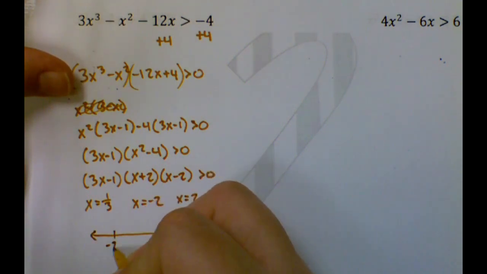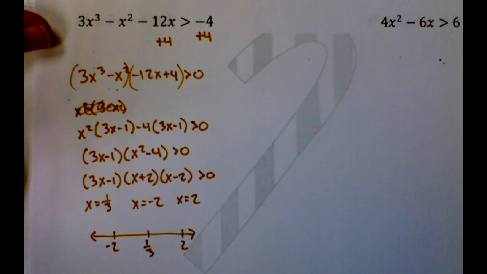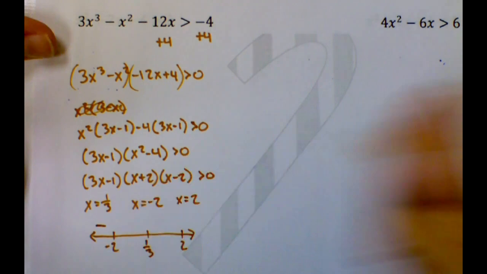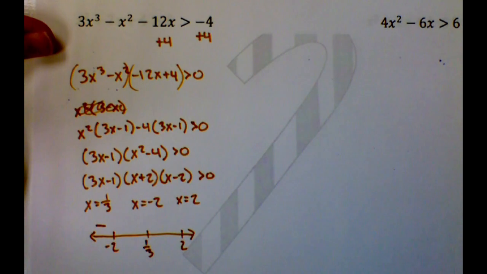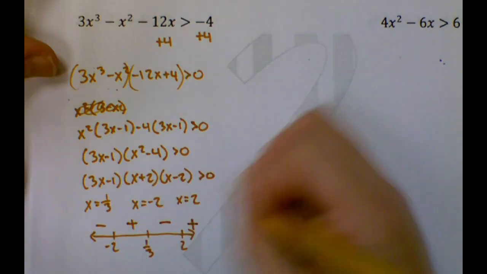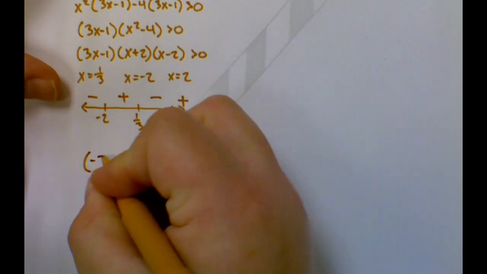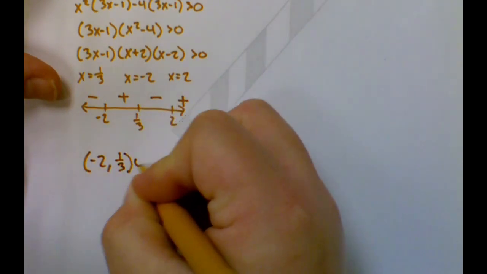I get x plus 2, x minus 2, which means my key numbers are 1/3, negative 2, and positive 2. Putting those on my number line in order. If I plug in something less than negative 2, I get a negative. Between negative 2 and 1/3, I get positive. Between 1/3 and 2, I get negative. And bigger than 2, I get a positive. I'm looking for greater than 0, sorry. So that means my answer is where it's positive. So I have negative 2 to 1/3, or 2 to infinity.